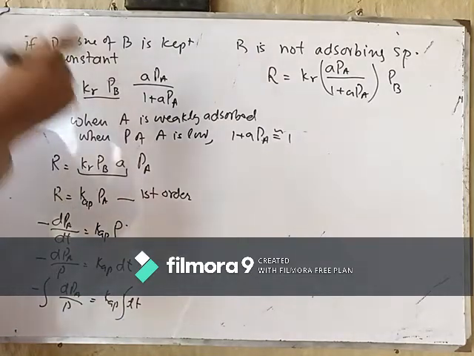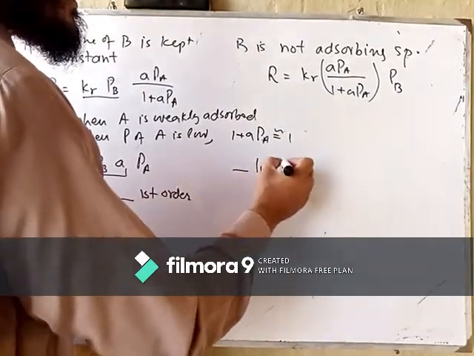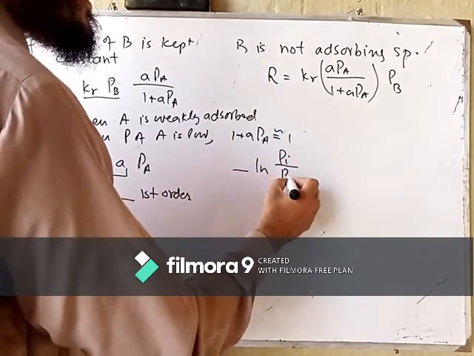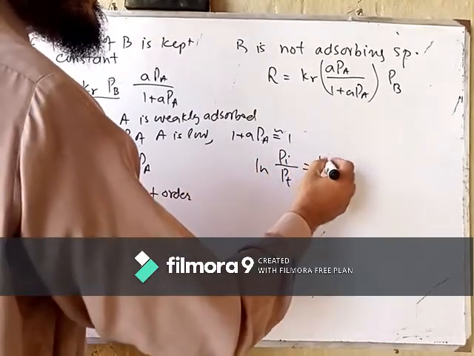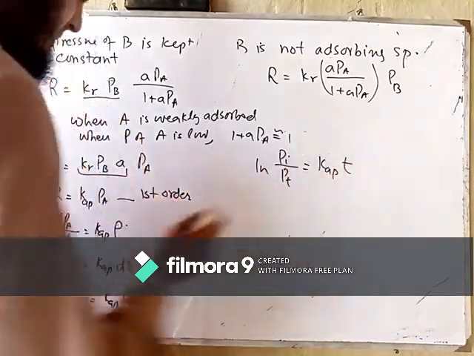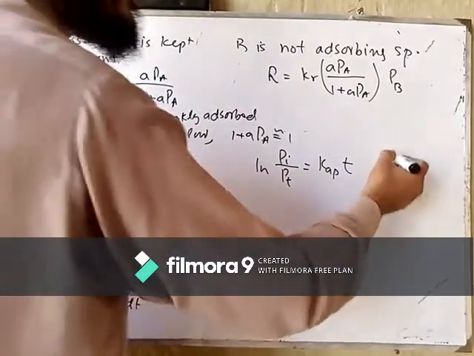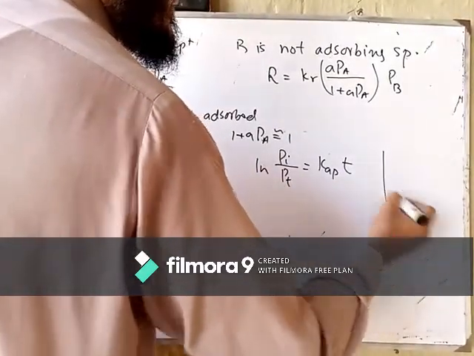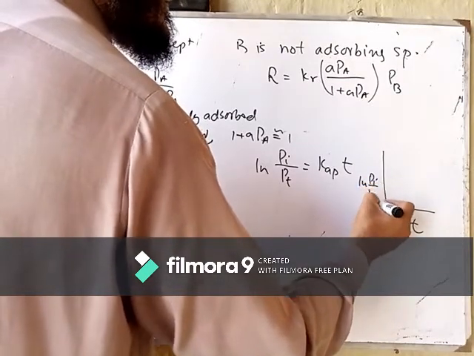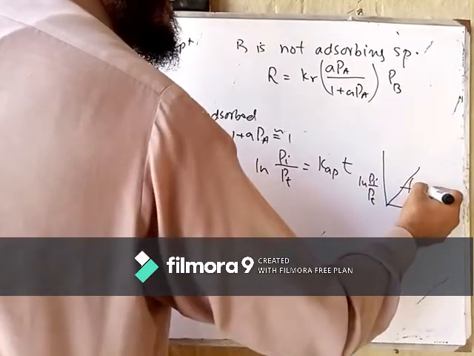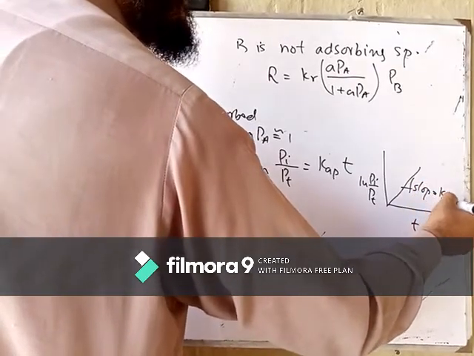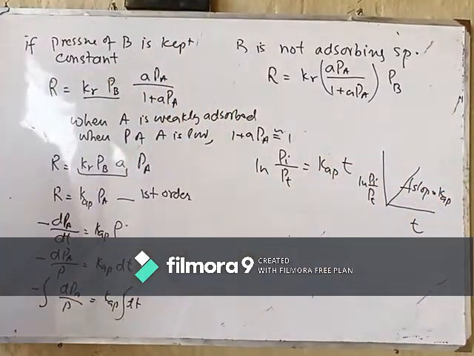So we get minus log of Pt by Pi is equal to K apparent and T. इंटीग्रेशन हम पहले कर चुके हैं, तो इस डिटेल में नहीं जाते. तो दिस इज अ फर्स्ट ऑर्डर. T versus log of Pi divided by Pt gives a straight line, and slope is equal to K apparent rate of. Similarly, for strong adsorption or when pressure is high.